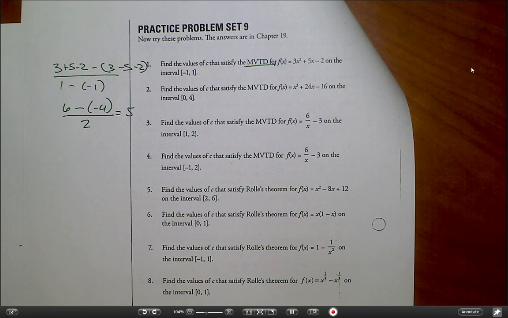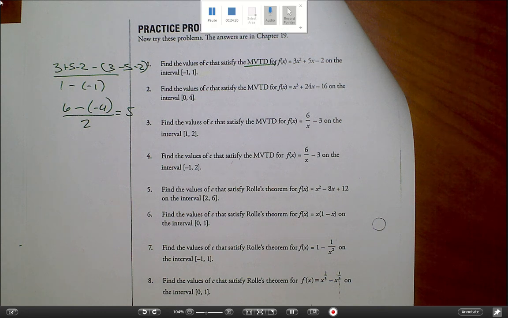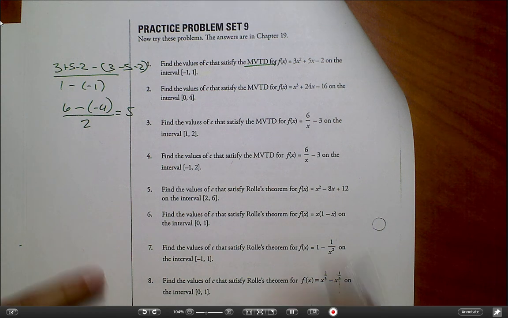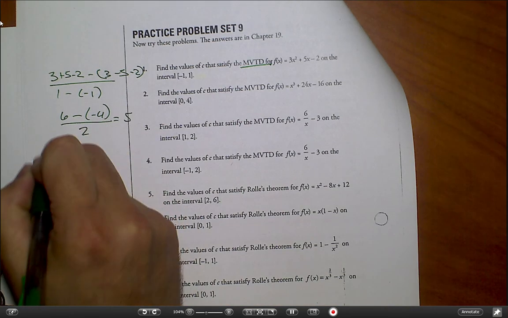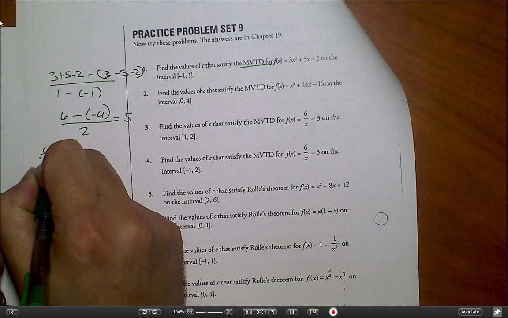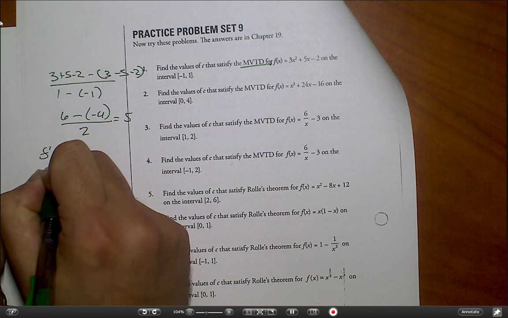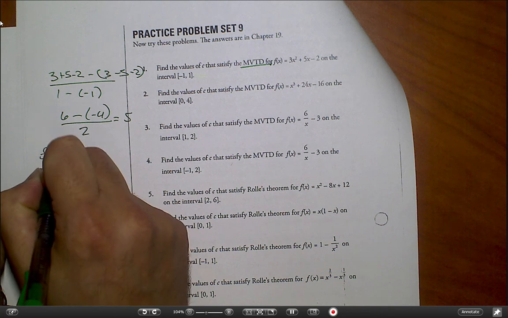All right, did you get 5? Okay, good, because I heard a couple different things. So we came up with 5, and let's go ahead and try to figure out what it is. So my derivative, my f prime of c, I'm going to try and figure this out for c in a minute.